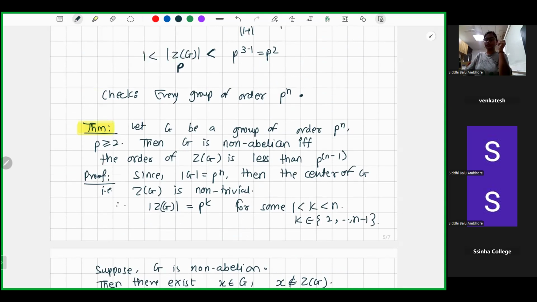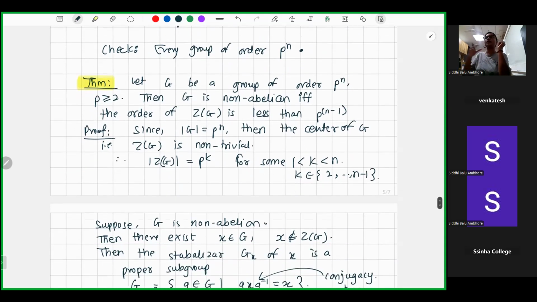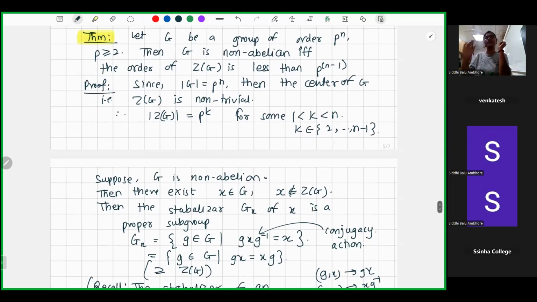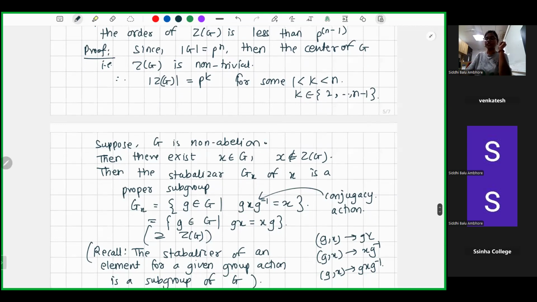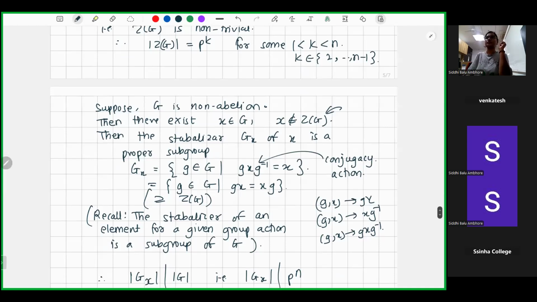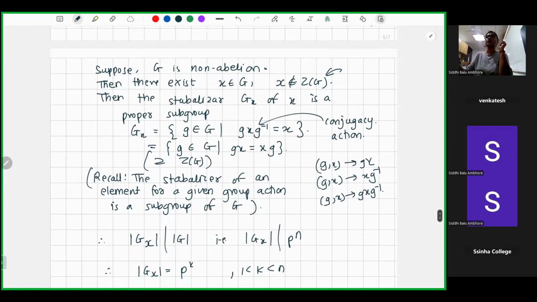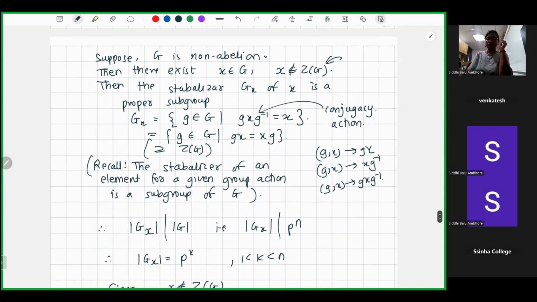So we are starting with the group G of order p power n, and we are talking about a group that is non-abelian. So we are starting with some element x in G that is not in the center of the group, so it does not commute with every element in G. And then what is the stabilizer Gx of x under the conjugacy action?